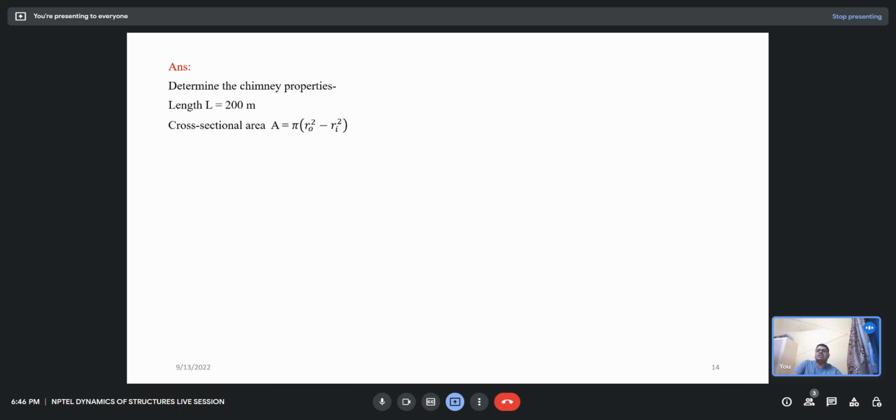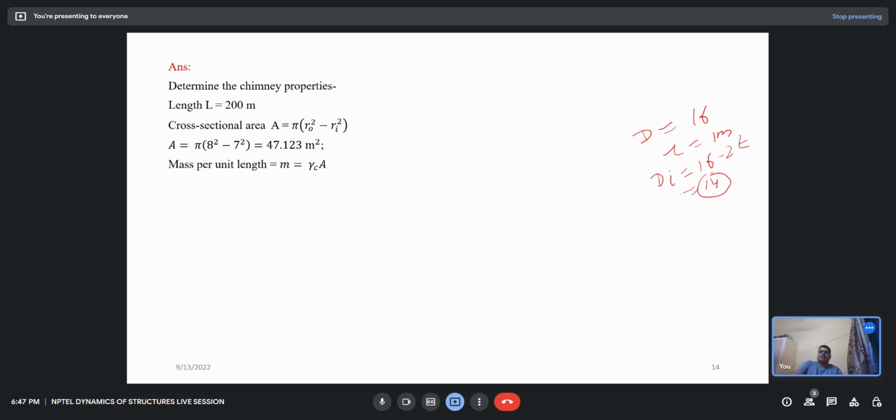So the cross sectional area A is equal to pi times r outer square minus r inner square. The outer diameter is given to you as 16 meter. The thickness is given to you as 1 meter. So the inner diameter will be 16 minus 2t, so that would be 14. So the outer radius is 8 meter, and the inner radius is 7 meter. If you calculate the cross section area, it comes out to be 47.123.